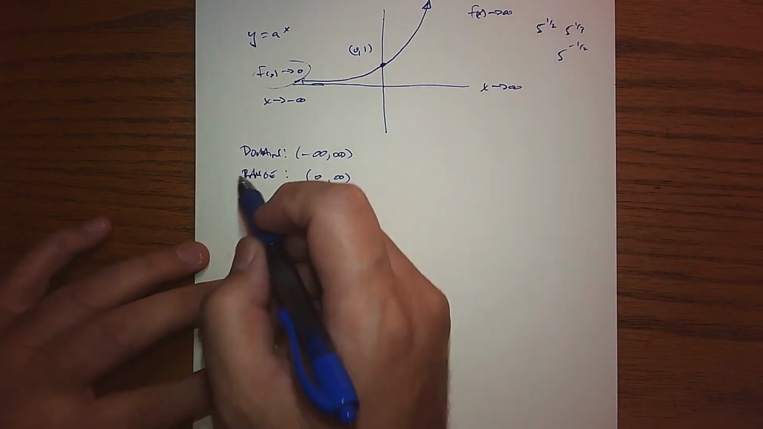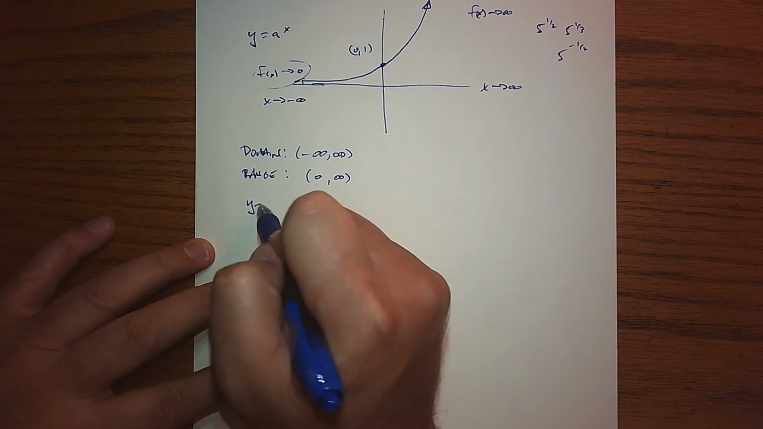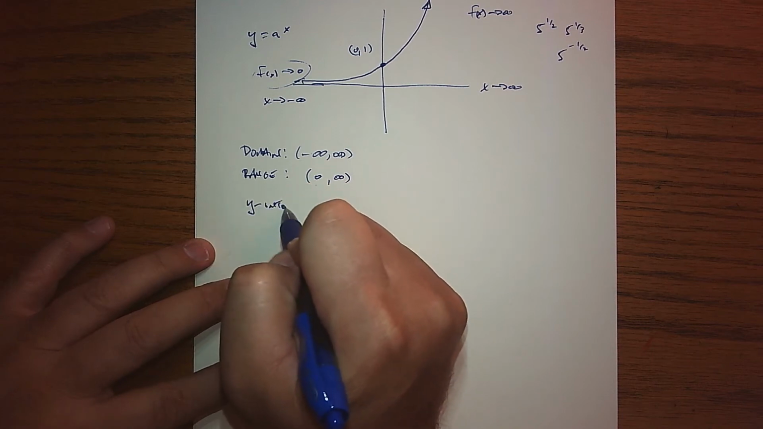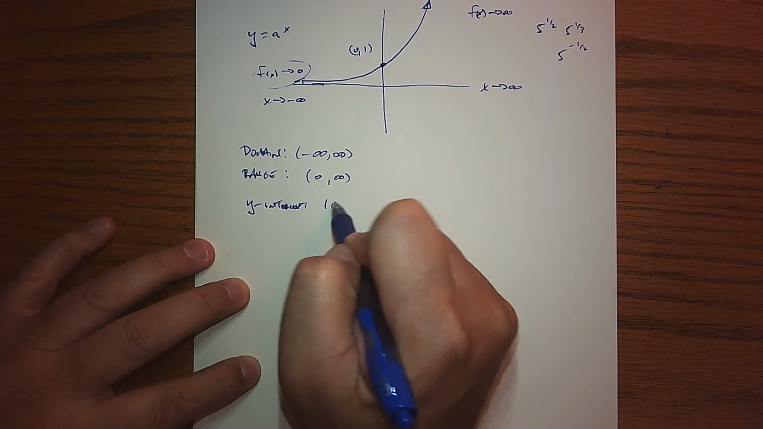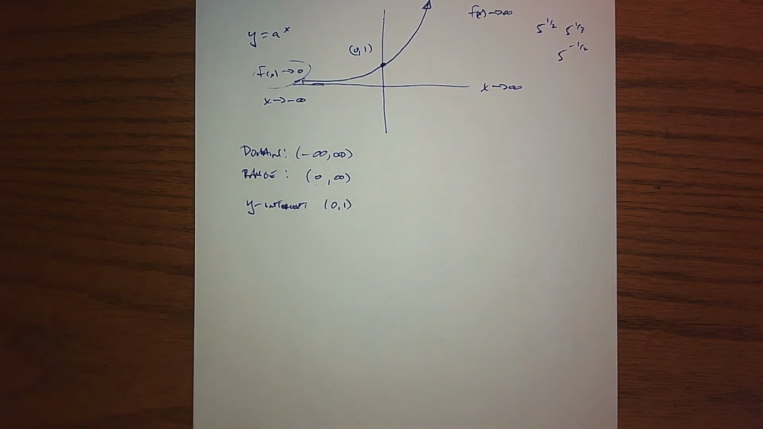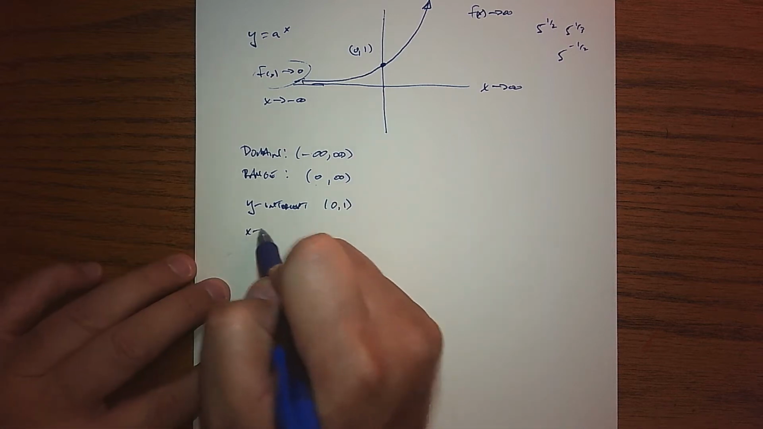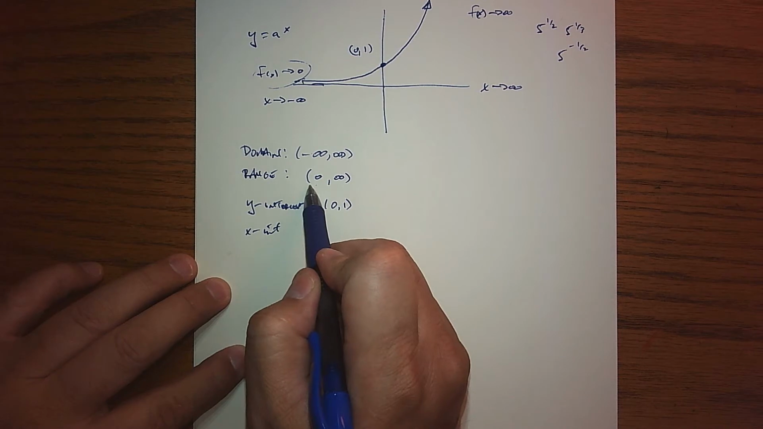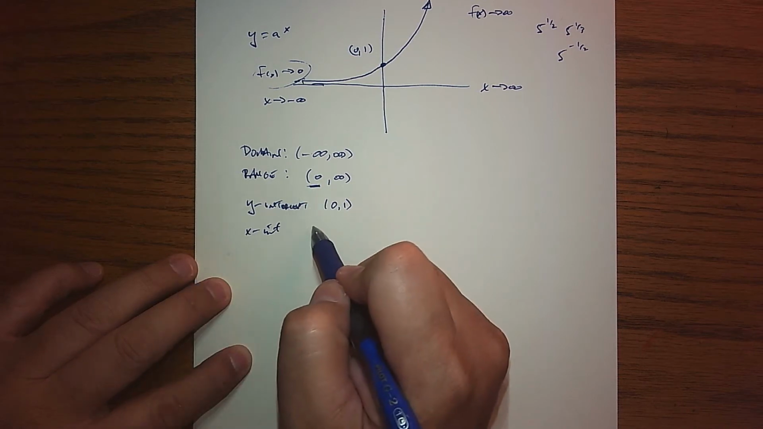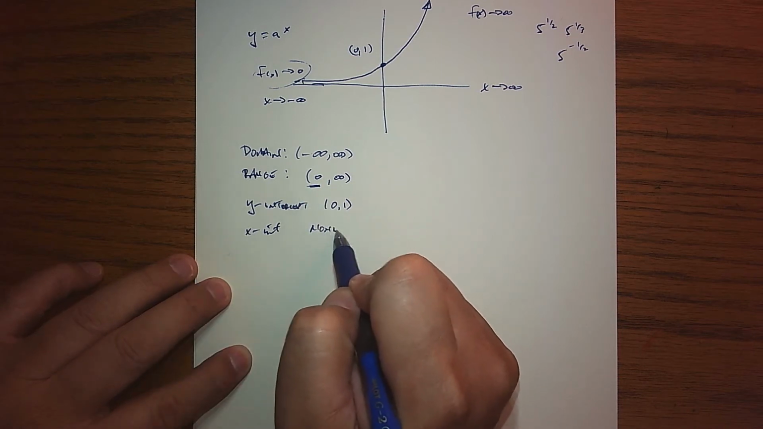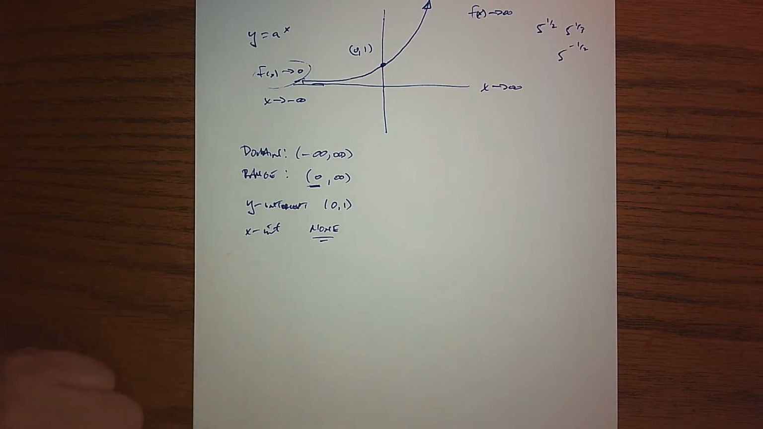Some other things that we have talked about are intercepts, all right? And so we can see that this function, no matter what the a value is, always has a y-intercept at 0, 1. And as far as x-intercept is concerned, since we're just approaching the x-axis, it doesn't have any x-intercepts at all. It's never going to cross the graph. Okay, so we got that.